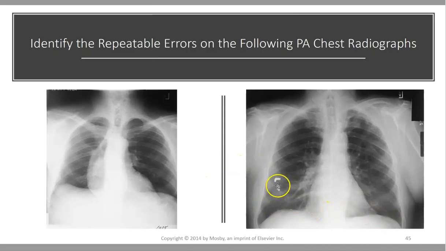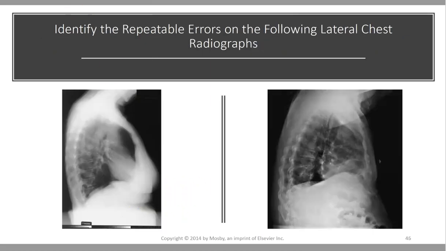Here, there's a marker right in the center. You might think, oh, that's just a small portion of the overall lungs, but absolutely not. There could be a small tumor under there or something. You've got to redo this. Here we can see this whole chunk of the lung is cut off. Take a look at these, see if you can identify where they may have made a mistake.